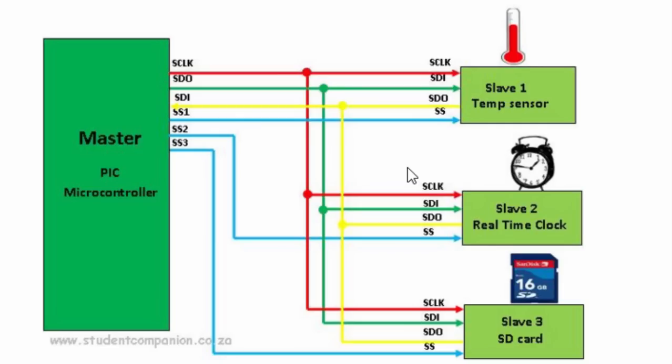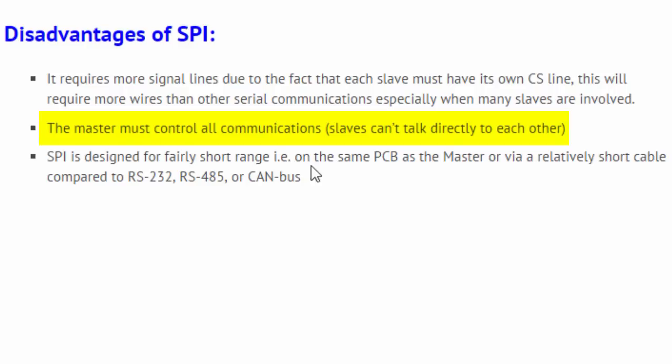The first one is that it requires more signal lines, due to the fact that each slave device must have its own chip select line. This will require more wires than other serial communications, especially when many slaves are involved. So imagine if we had, let's say, 10 slave devices, and each slave device should have its own chip select line. These wires could really be cumbersome. The other disadvantage is the master must control all communications, so slaves cannot talk directly to each other.